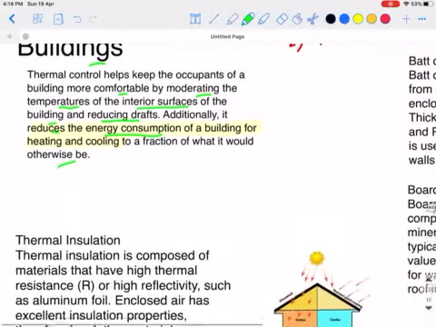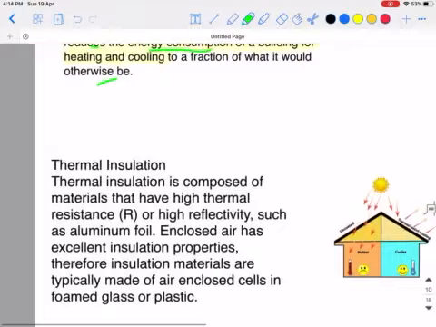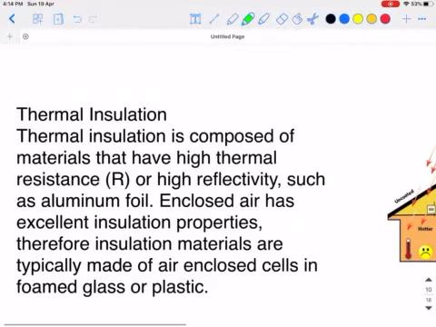Let's talk about methods of thermal control in buildings. First method is thermal insulation. Thermal insulation is composed of materials that have high thermal resistance, denoted by capital R, or high reflectivity, such as aluminum foil.